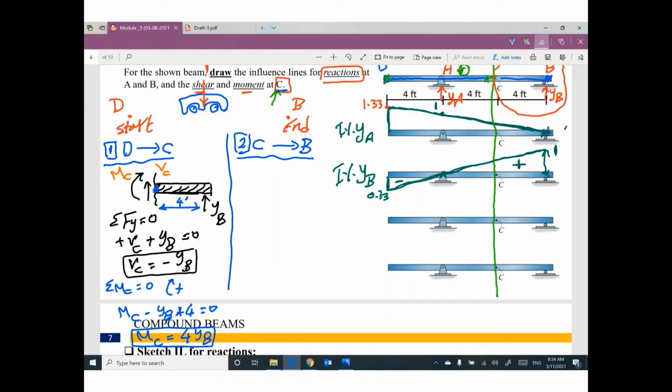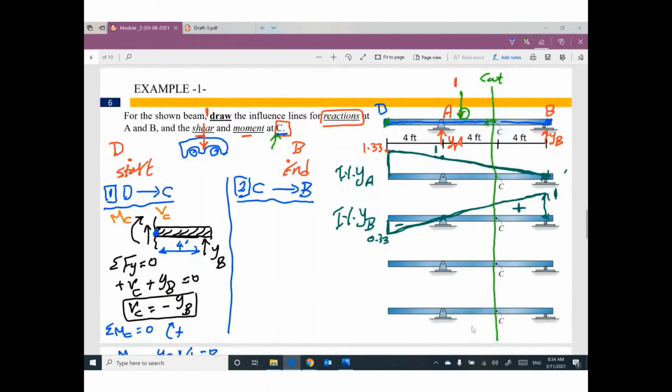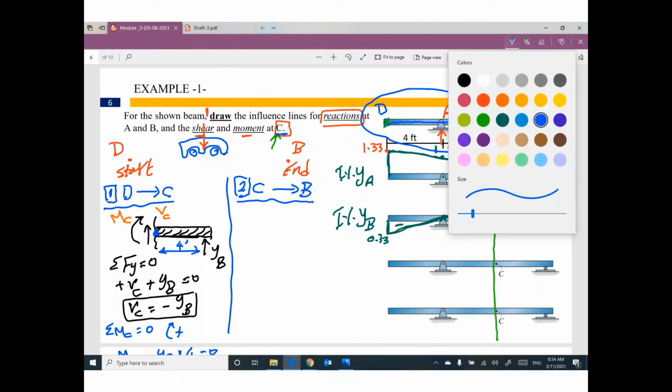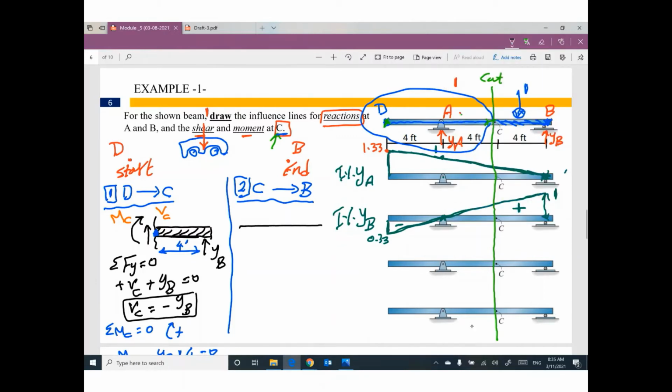The second trip. Right now, the moving load is here, moving from C to B. So I don't like this part of the beam where the moving load is moving. So I will use the other part of the beam without moving load. What do you have on the other part? We have this part. We did cut here at C. We have vertical reaction here, YA. This distance is 4, and this distance is 4.